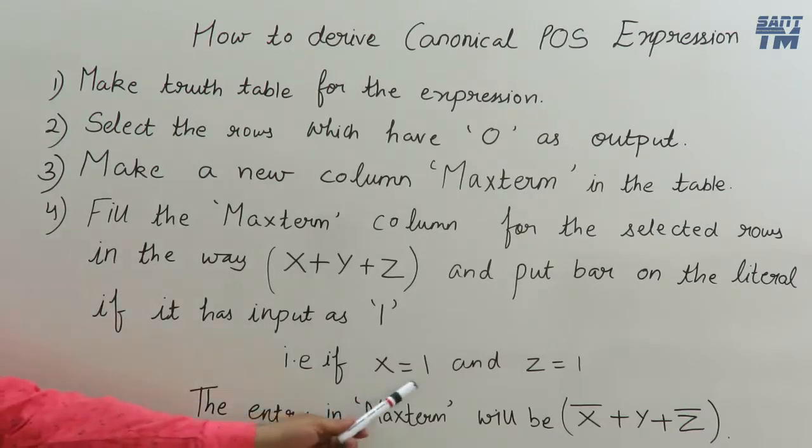That is, if x is equal to 1 and z is equal to 1, the Maxterm will be x bar plus y plus z bar. In case of SOP, if x and z were 0, then bar was placed. But now, if x and z are 1, then bar will be placed on them. So these are the 4 rules. Note it down in your notebook. Then we will do one example.